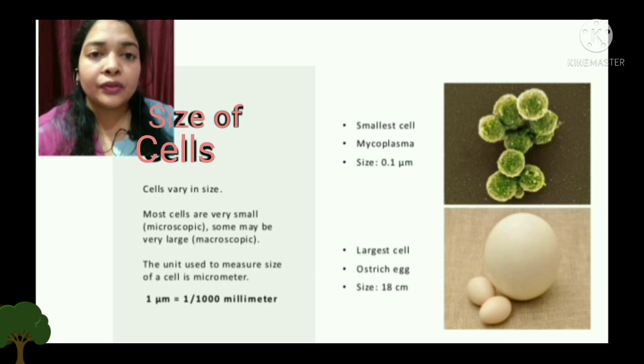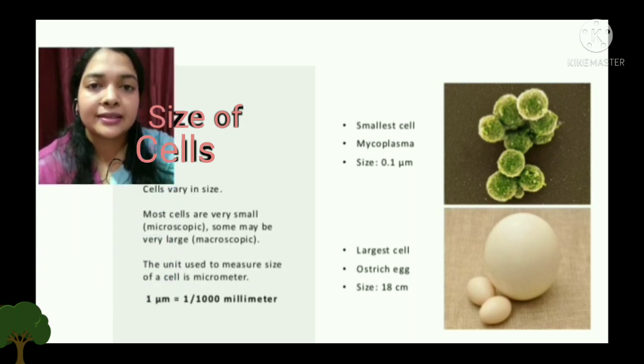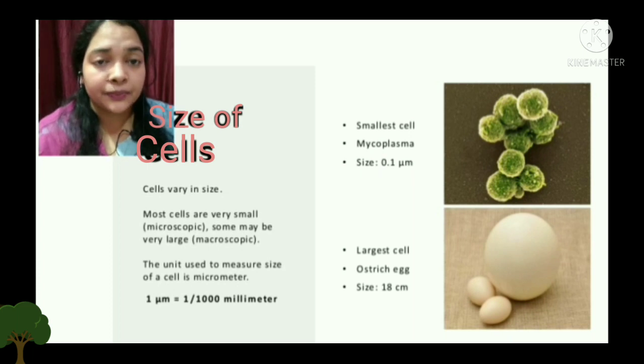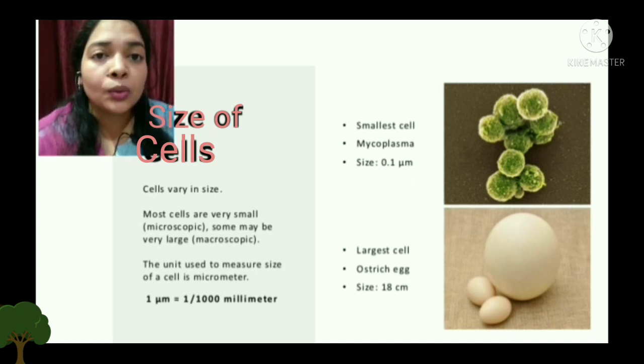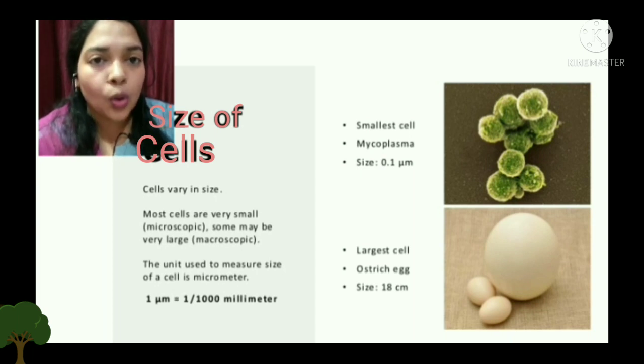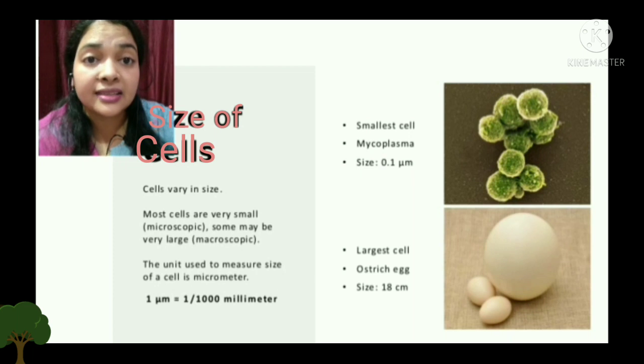Here we are discussing about the size of cells. Cells vary in size. Cells can be very small, cells can be very big. Like, the smallest cell is known as mycoplasma. The other name of mycoplasma is PPLO. The full form of PPLO is pleuropneumonia-like organism. The size of mycoplasma is 0.1 micrometer. The largest cell is the ostrich egg. The size of ostrich egg is 18 centimeter. So here you can see the variation in size.